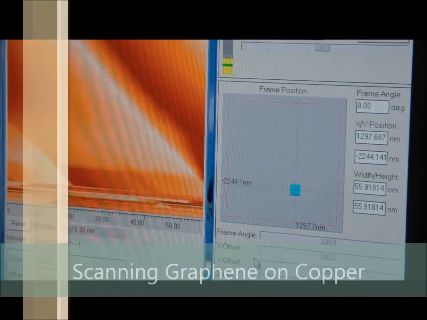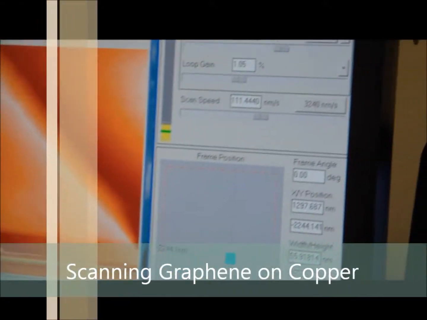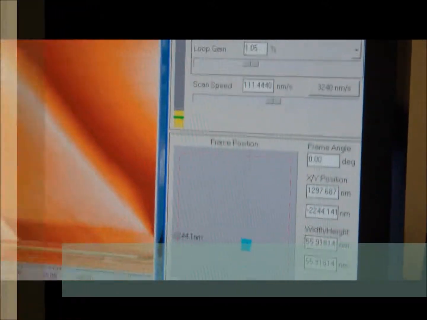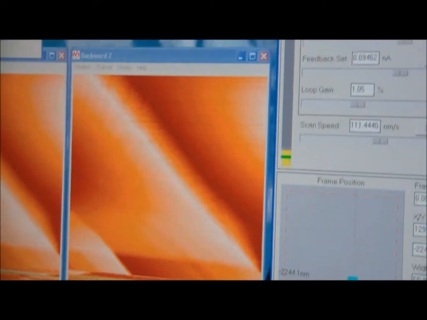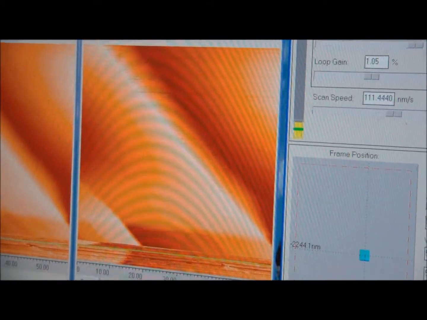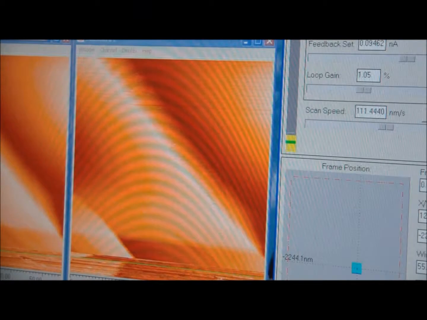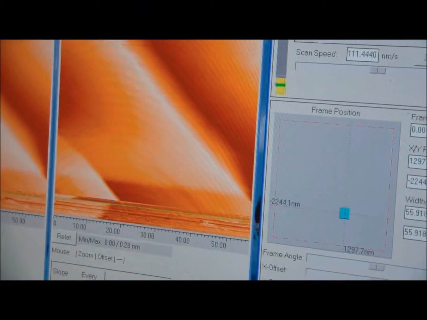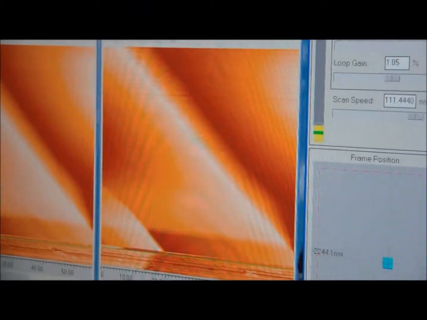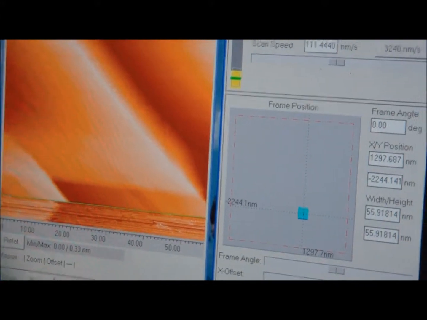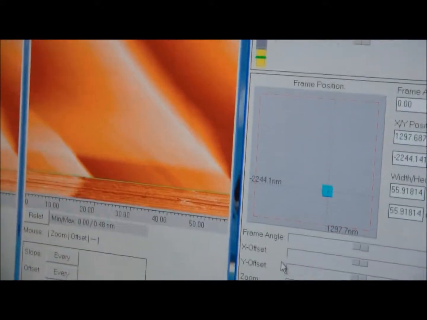Now, scanning graphene, this image that you're seeing right here was a 100 by 100 or so type of scan, and you can actually see the peaks in the structure. But what I did was I zoomed in and had a 50 by 50 on this region right here, which we believe is a flatter area, and we'll see how it looks. That's something.